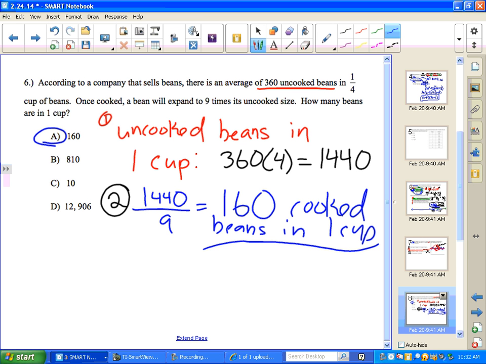We've done this problem a lot, so I am assuming and hoping that this was not too much of a problem for you. The only wording that I want to point out is right here. Sometimes they'll ask you how many cooked beans are in 1 cup. Sometimes they'll ask you how many are in 2 cups, 3 cups. If it was 2 cups right here, you would have to multiply that 160 by 2. So just pay attention and make sure you realize whether they're asking you for 1 cup or 2 cups. Okay, that was the bean problem.